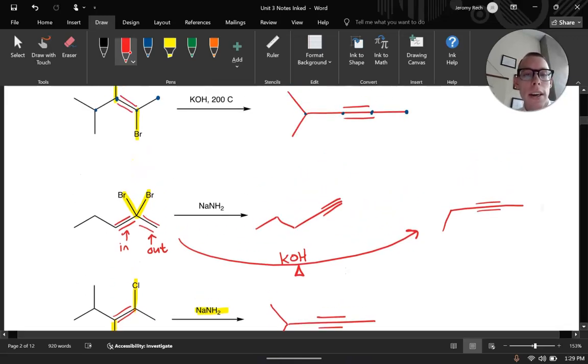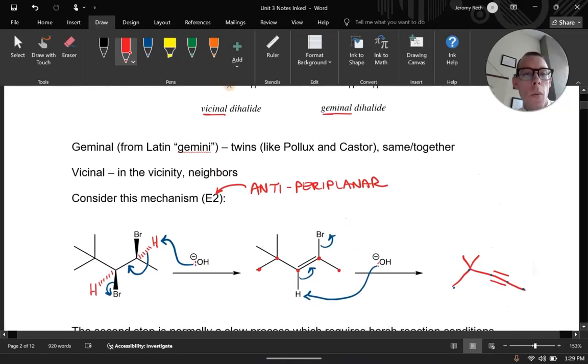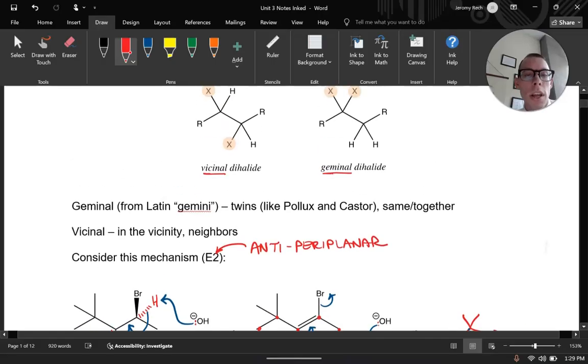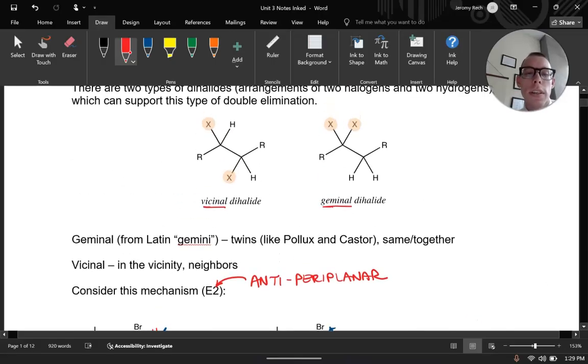But our key things here are, in general, one of the ways we can make a triple bond, which is going to be our alkyne, is through an E2 reaction. That E2 reaction can happen on a variety of different types of structures. We'll need two different leaving groups, most of the time being halogens. If they are on the same carbon, we call them geminal. If they're on the opposite, we call them vicinal.